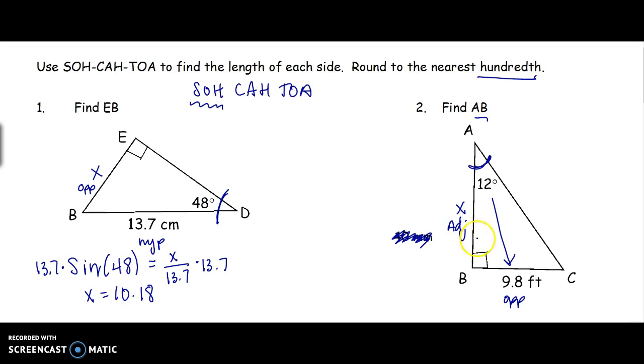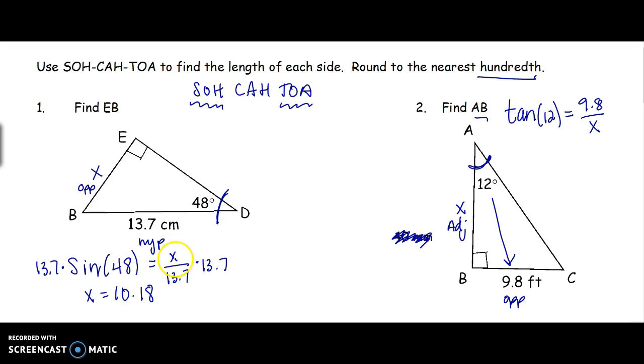So which one uses adjacent and opposite? And in this case, it's going to be tan. So we're going to take the tangent of the angle is equal to the opposite over adjacent. Now, the difference between this problem 2 and number 1 is where the x is placed.